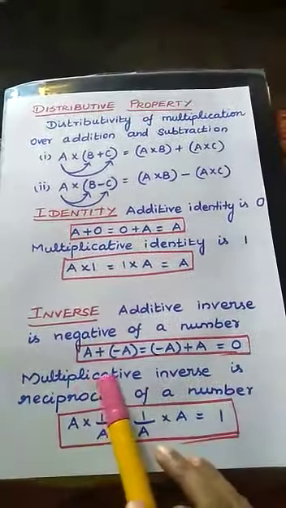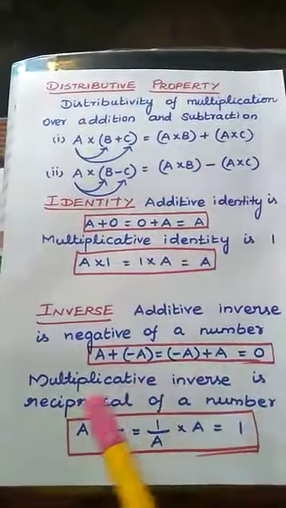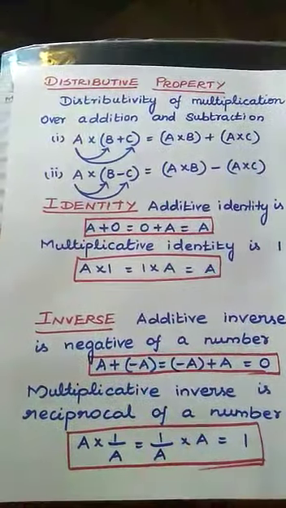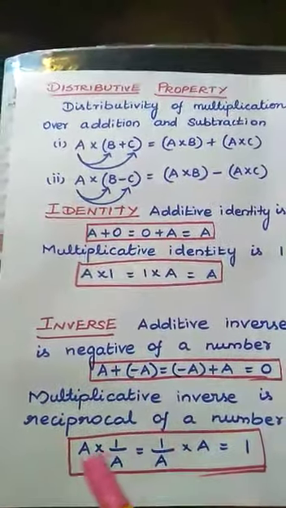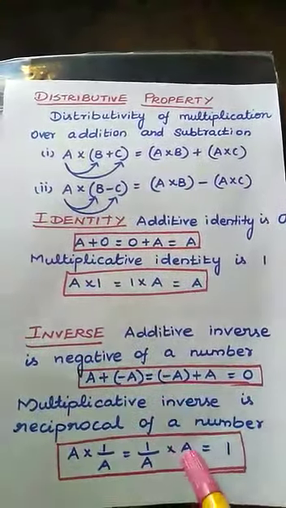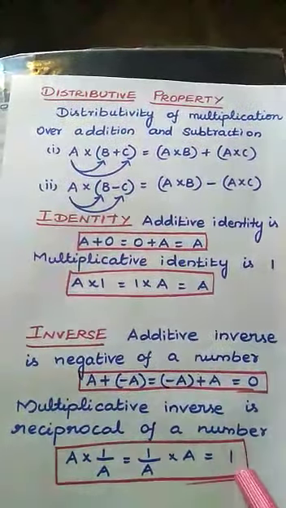The next one is multiplicative inverse. Multiplicative inverse is reciprocal of a number. Reciprocal means we have to interchange the numerator value to denominator and denominator value to numerator. So A into 1 by A is equal to 1 by A into A is equal to 1. We just cancel the value, no? So finally we get the answer 1 only.